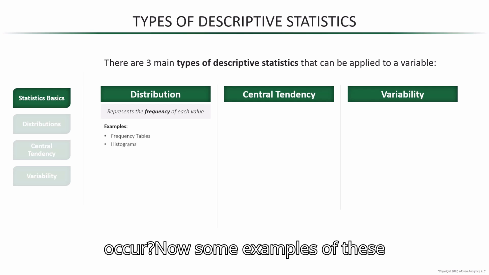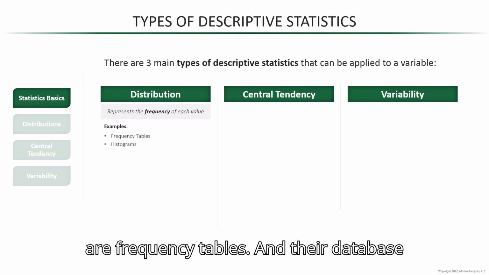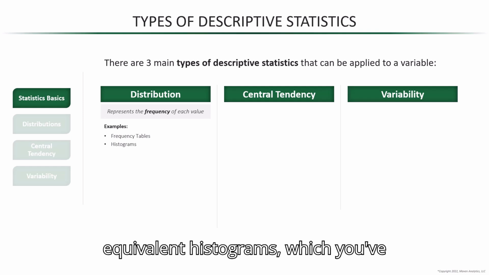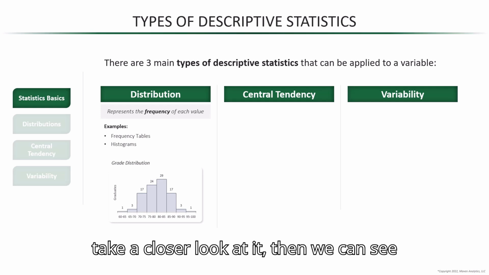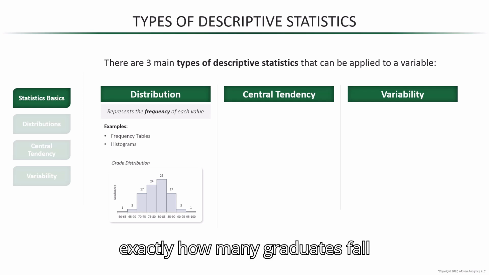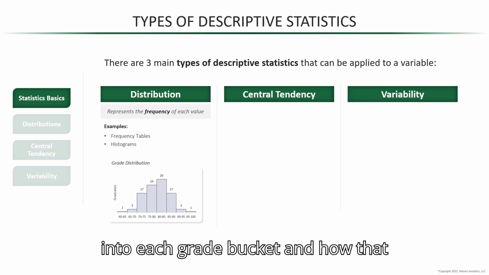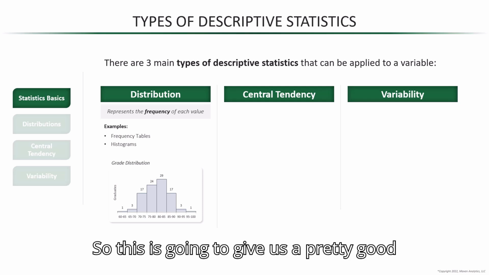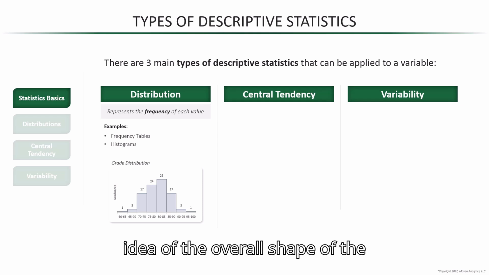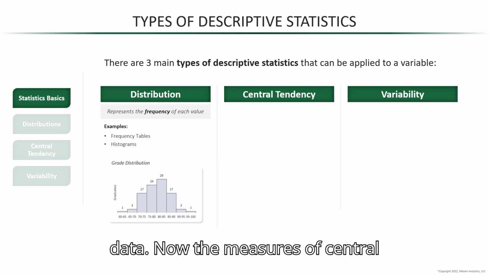Now, some examples of these are frequency tables and their database equivalent, histograms, which you've already seen an example of. And if we take a closer look at it, then we can see exactly how many graduates fall into each grade bucket and how that frequency varies by bucket. So this is going to give us a pretty good idea of the overall shape of the data.